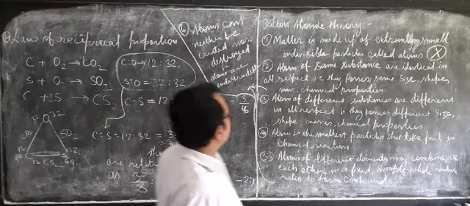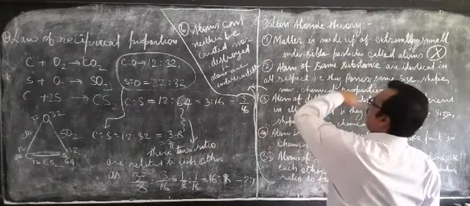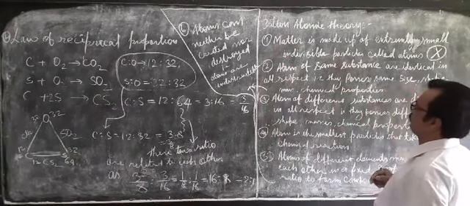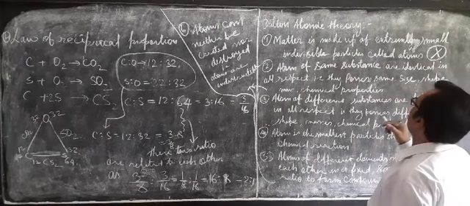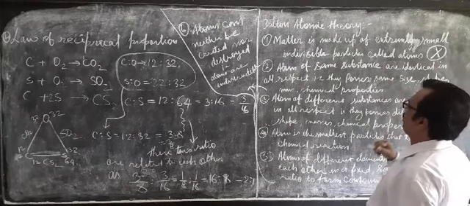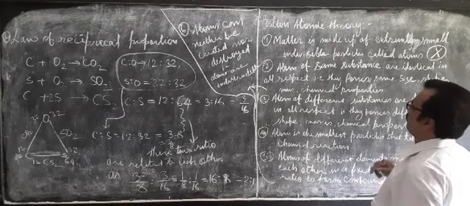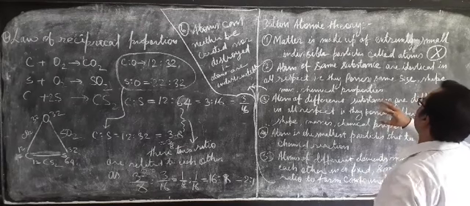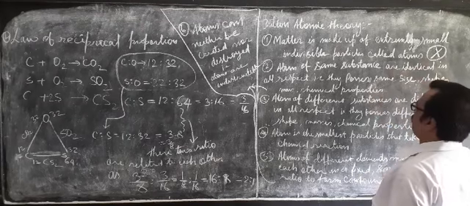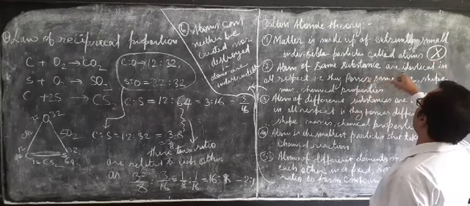Okay, thank you. Next I am discussing Dalton's atomic theory, that matter is made up of extremely small indivisible particles called atoms. We know that matter is made up of extremely small indivisible particles, which are called atoms.